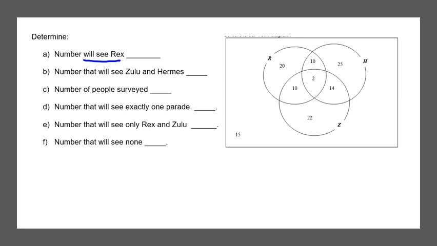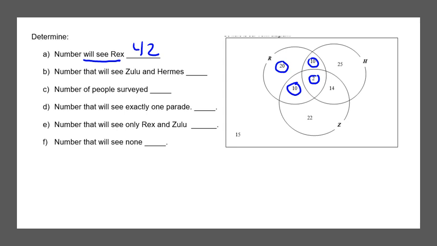Well, if you look, these are the people that are going to see Rex because they are in the Rex circle. Since they're non-overlapping regions, we simply add these numbers together. 20, 30, 40, 42. And please, if I somehow mess up on my counting, just shoot me an email. You see a little mistake here, shoot me an email, please, because again, these are not edited, all right?